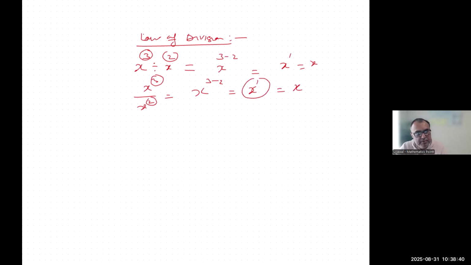Now, can you tell me x raised to the power of 2 over x raised to the power of 3? What will be the answer here?